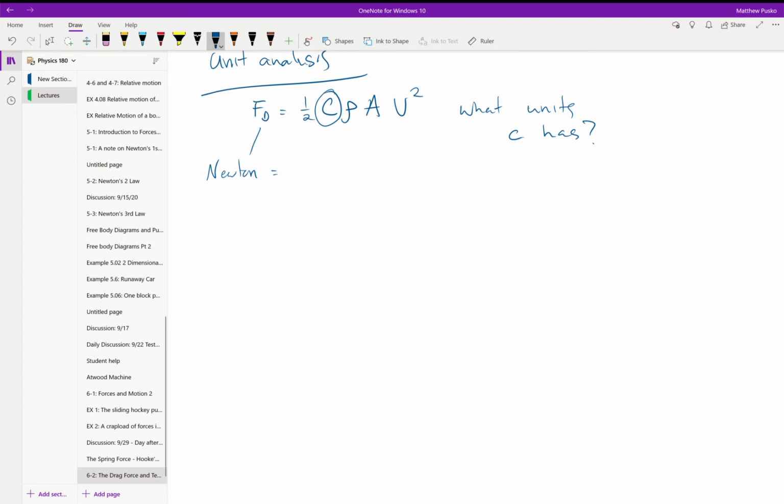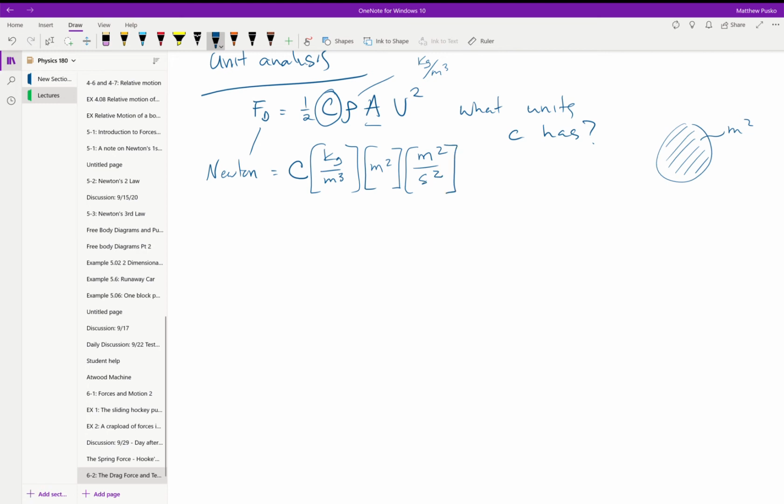We drop the 1/2 when we do unit analysis, so don't worry about it, but we still need to hold on to that C. Now, rho has dimensions. This is our density of the air, and density has units of kilogram per meter cubed. We're going to multiply that all by the area of anything, cross-sectional area, has units of meters squared. And velocity squared would give us meters squared per second squared.